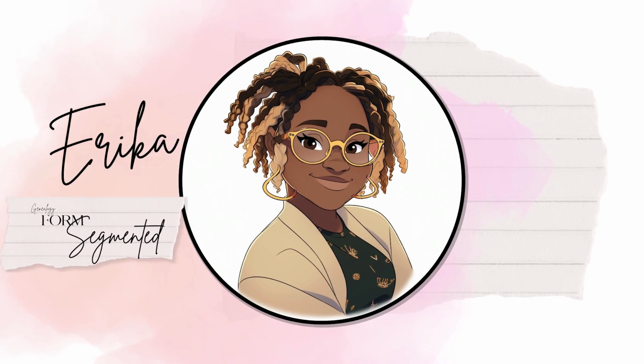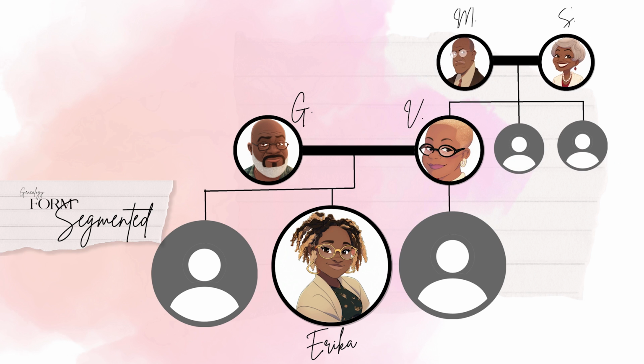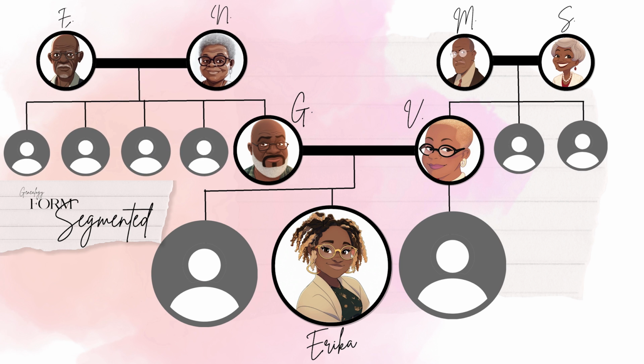Now, the segmented form is when you list a person and their people from generation to generation. It looks more like the family tree we're used to seeing. So this one would look more so like, I am Erica, the second of V, the first of G, and V is the first child of 3 of M and S, and G is the first child of 5 of E and N, and so on and so on. And the segmented form is more so about highlighting or emphasizing a particular group of people or a particular lineage.